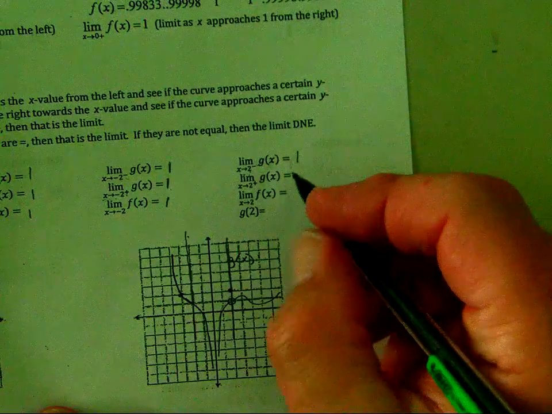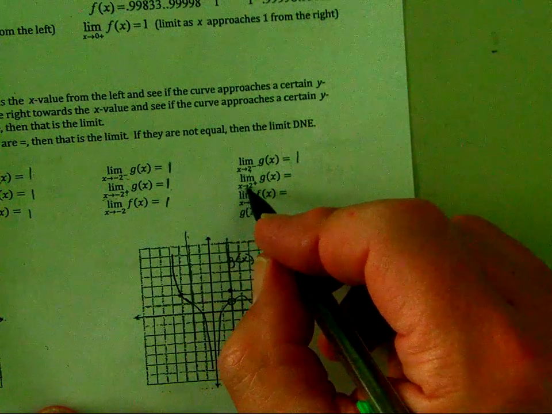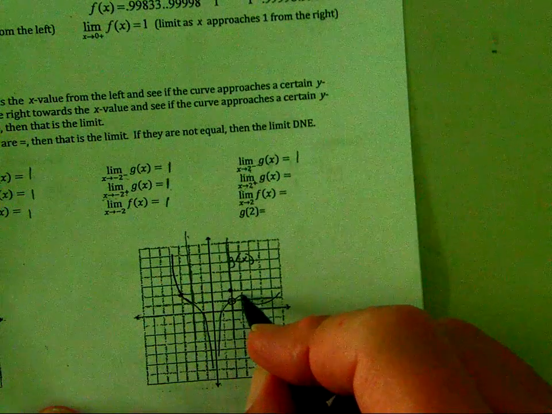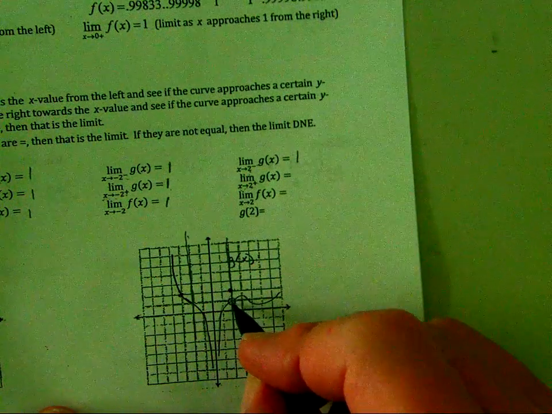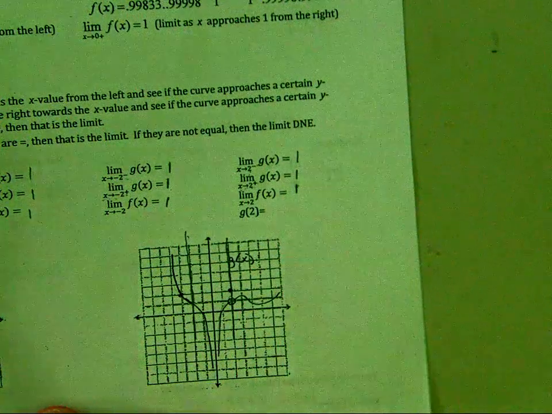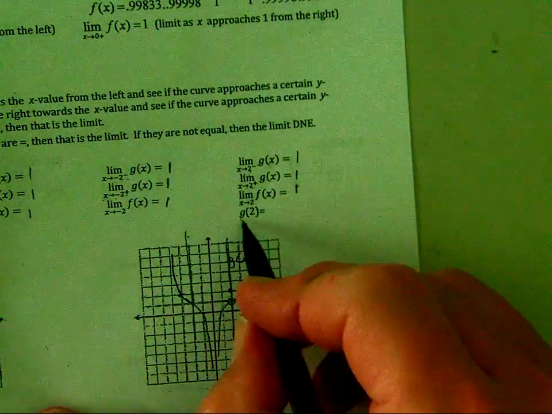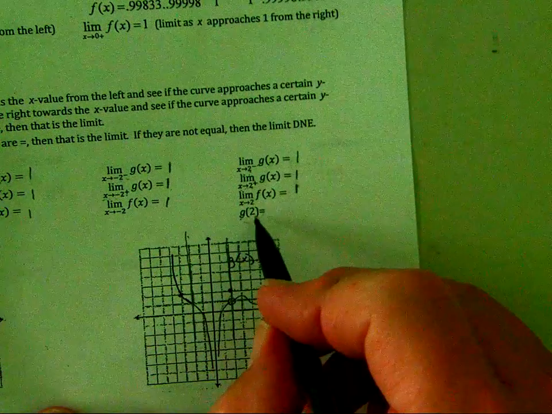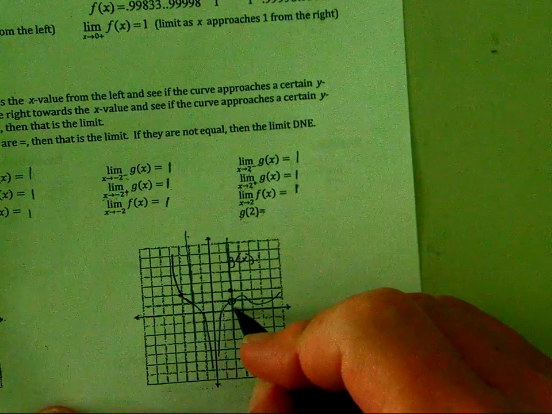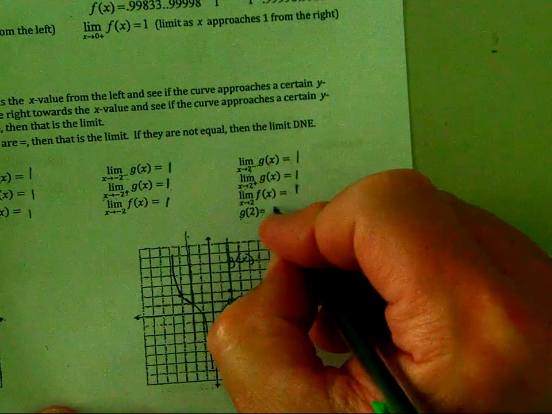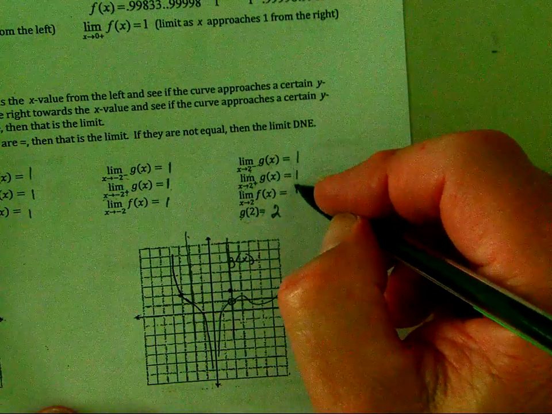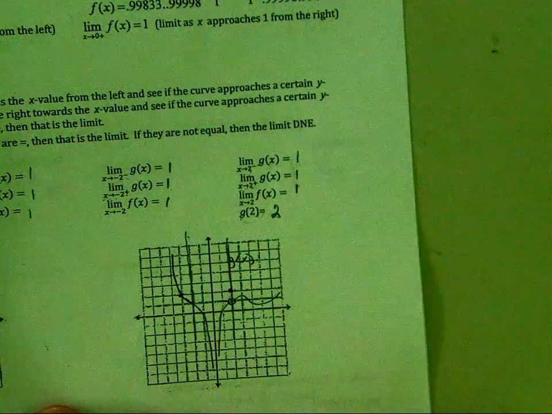Our limit from the right. So this is the limit as x approaches 2 from the right. Well, if we come backwards from the right, still our y values get closer and closer to 1. So our limit is 1. Now, if I actually asked you to find g of 2, remember this is function notation. It says when x equals 2, what's y? Well, if you look at the graph, when x equals 2, y is actually 2, because that's where the point's at. But again, it doesn't matter. The limit and the value at that point don't have to be the same.